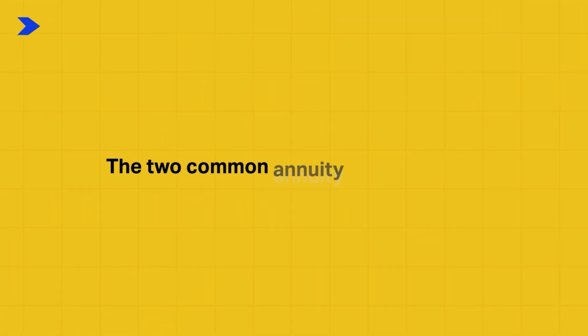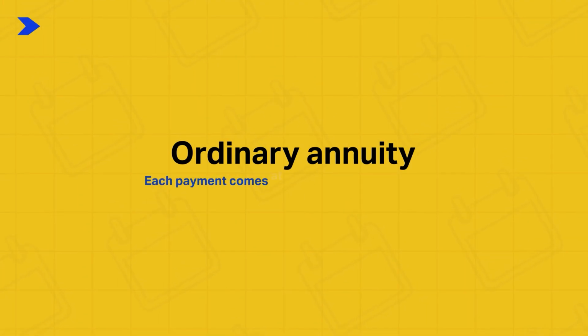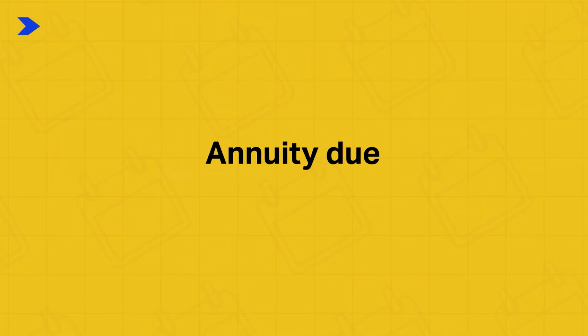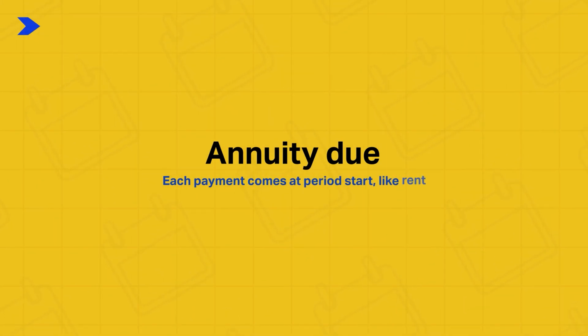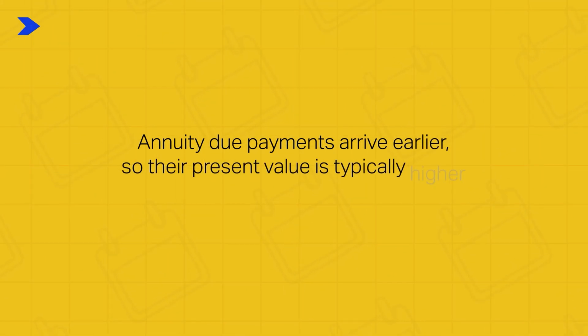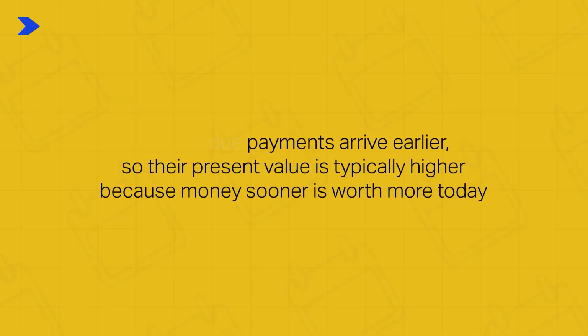There are two common annuity types to know. Ordinary annuity: payments come at the end of each period, like yearly at year-end. Annuity due: payments come at the beginning of each period, like rent paid at the start of the month. Because annuity due payments happen earlier, their present value may be higher. You're getting money sooner, which can be worth more in today's terms.